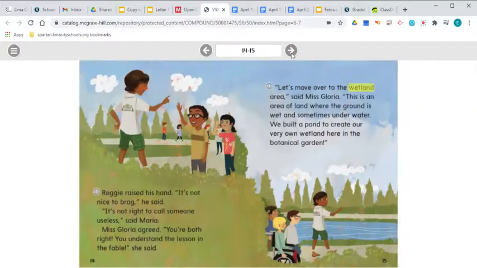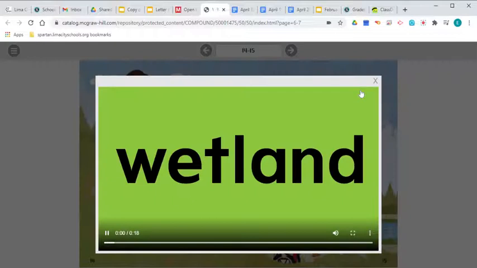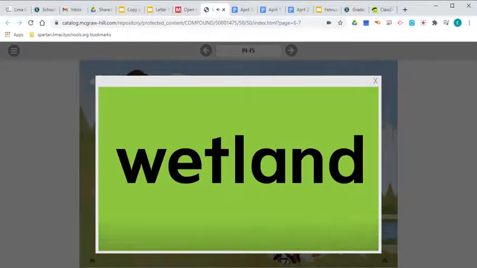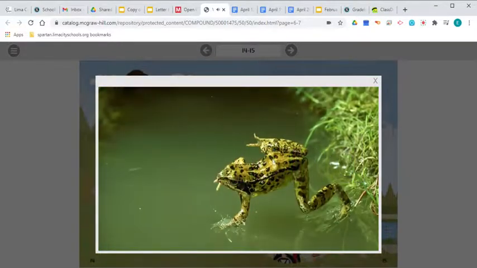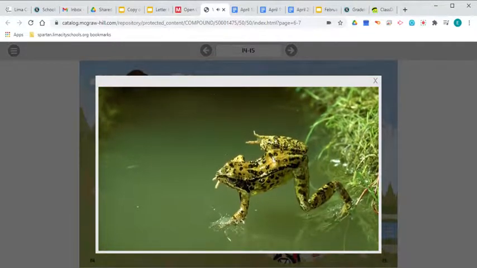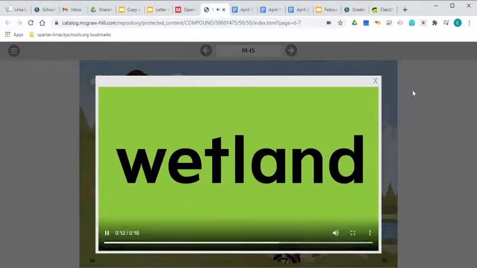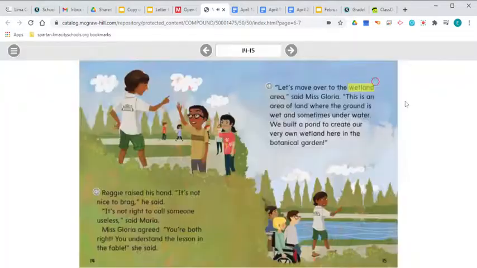Let's find our next vocabulary word. There it is. It's the word wetland. And she says, let's move over to the wetland area. Wetlands. All right, so wetland is exactly what it sounds like. So the land is wet there, so certain kinds of plants and animals would live there.